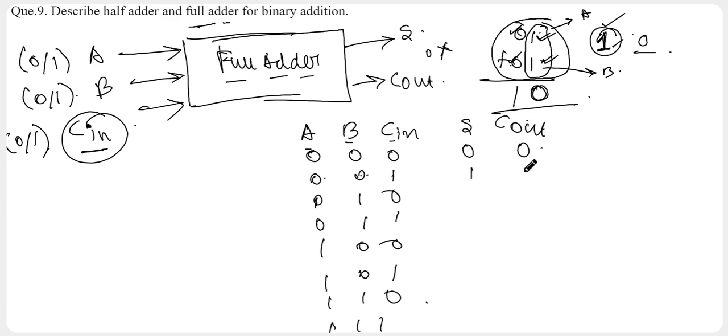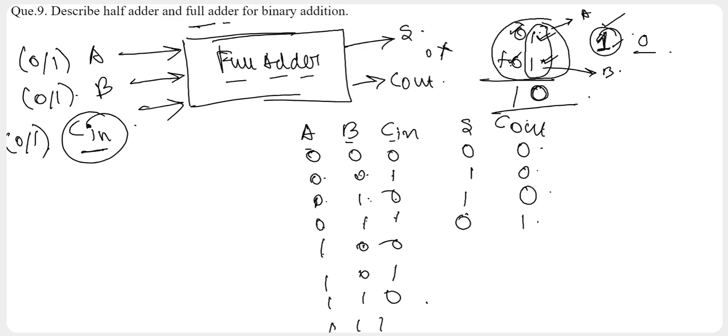So it will give us a sum of 1 and a carry out of 0. Now 0 plus 1 is 1 and 1 plus 0 is 1. So it will give us a sum of 1 and a carry out of 0. Now 0 plus 1 is 1 and 1 plus 1 is 0 with a carry of 1. So it will give us a sum of 0 and a carry of 1.